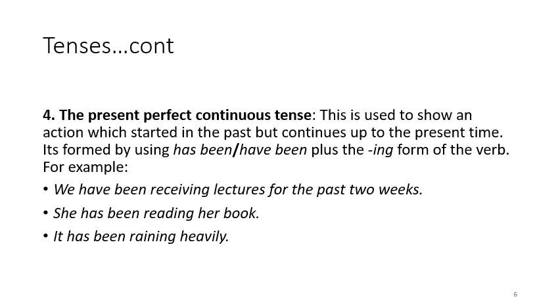The next is present perfect continuous tense. This is used to show an action which started in the past but continues up to the present moment. As the title implies, perfect continuous tense. Then you say, I have been receiving lectures for the past 2 weeks, 3 weeks. She has been waiting for like 3 hours. It has been raining heavily. All these are present perfect continuous.